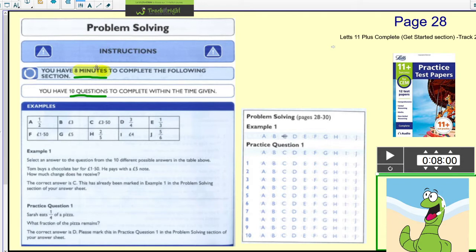The correct answer is C. This has already been marked in example 1 in the problem-solving section of your answer sheet. And again, I just check to make sure I agree and understand with how to mark the answers.